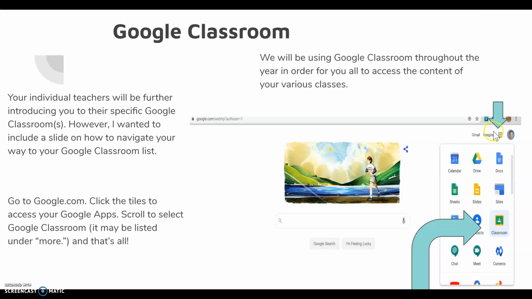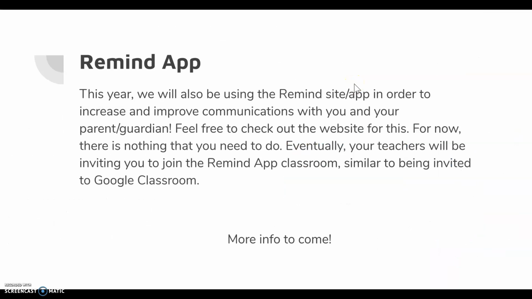Again, the tiles that look like a little Rubik's Cube will take you to the apps. Scroll down to Google Classroom, click that icon that you can see here on the screen, and then once you're in there, it'll have all of your classrooms listed for you that you've been invited to, and you can simply select the block that you need.